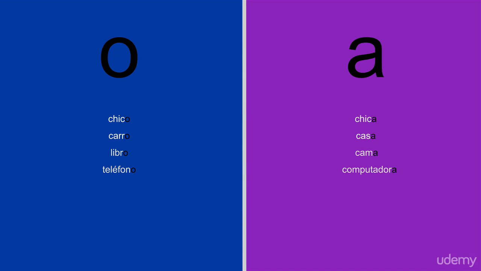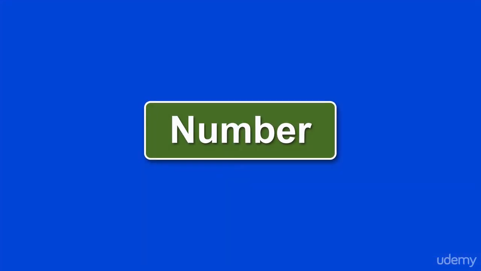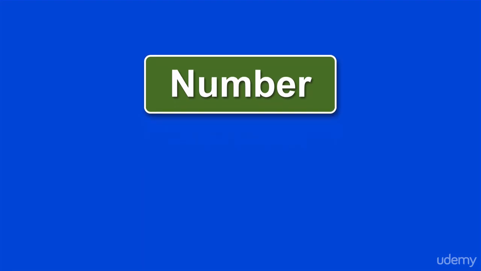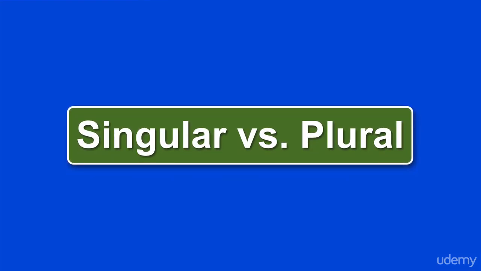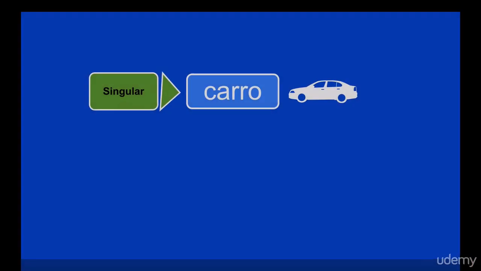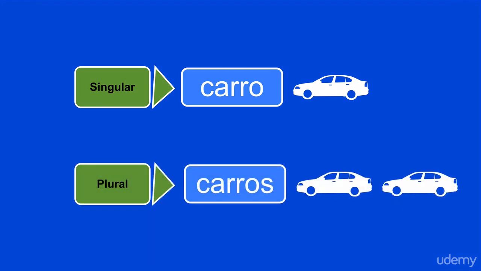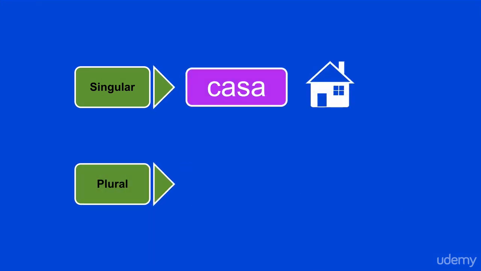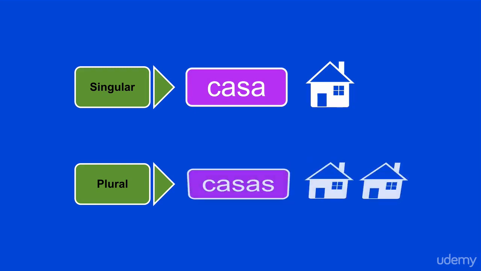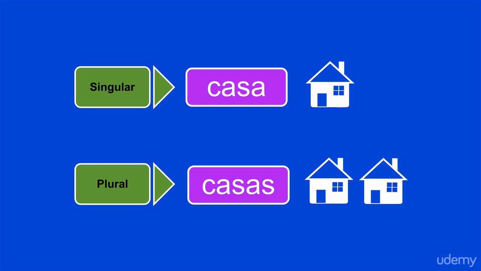Now let's move on to our next topic, number, or in other words, whether a word is singular or plural. For words that end with the letter O, like carro, all we need to do is add an S to make it plural. The same goes for words that end in A, like casa. We add an S to make it plural.